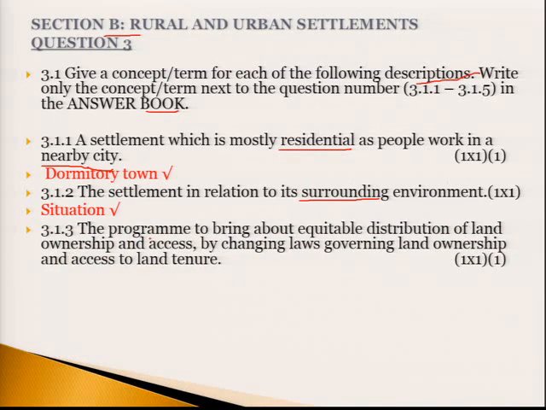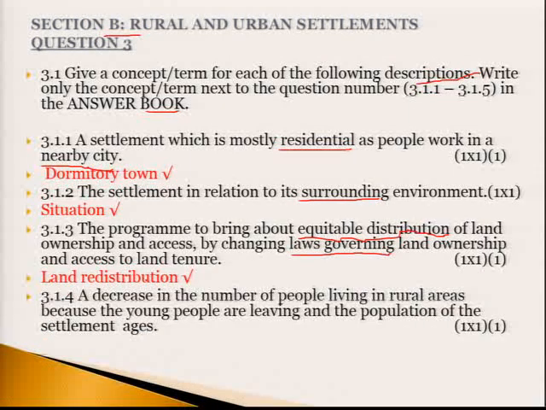3.1.3, the program to bring about equitable distribution of land ownership and access by changing the laws governing land ownership and access to the land tenure. Then you started to have your land redistribution. A decrease in the number of people living where? In rural areas, because young people are now leaving and the population of the settlement starts to be left with old or aged people. Then we say that is rural depopulation.